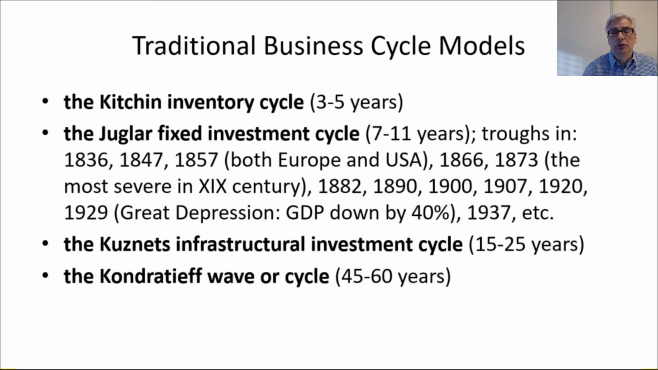Look at traditional business cycle models, especially pay attention to the Juglar fixed investment cycle. You can see troughs very nicely identified in the 19th century and at the beginning of the 20th century. 1905, 1920, 1929. This is the Great Depression with a huge decrease in gross domestic product. Then eight years later, 1937. All right. There are no more dates listed here.